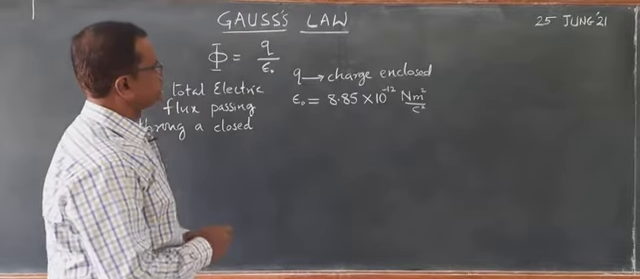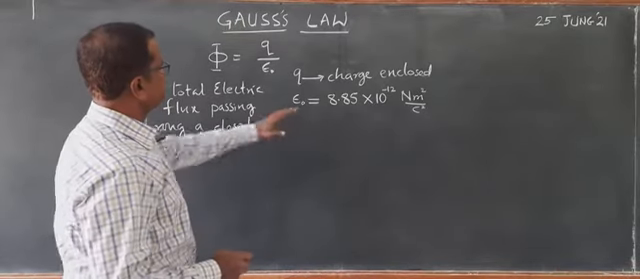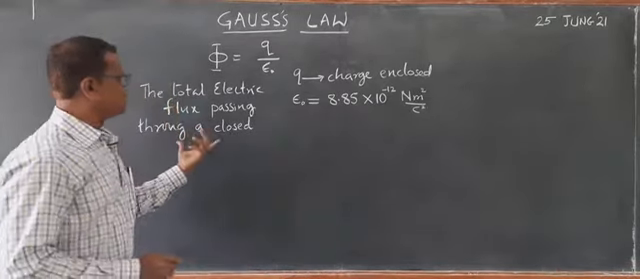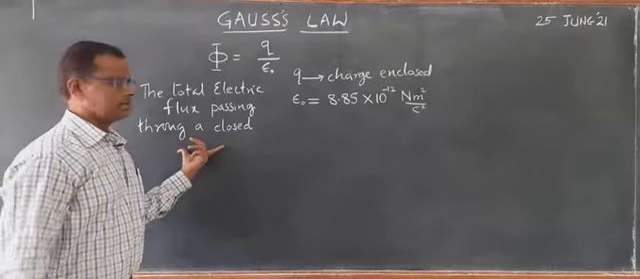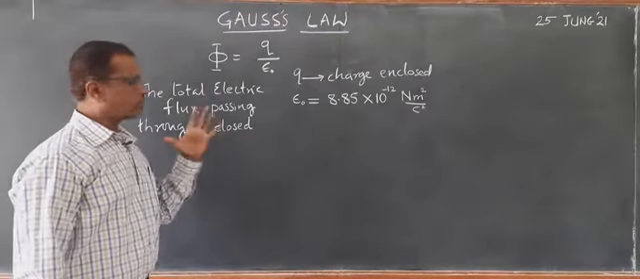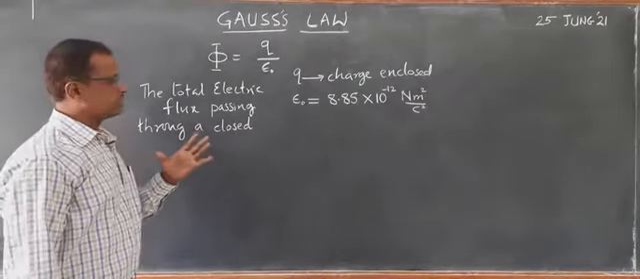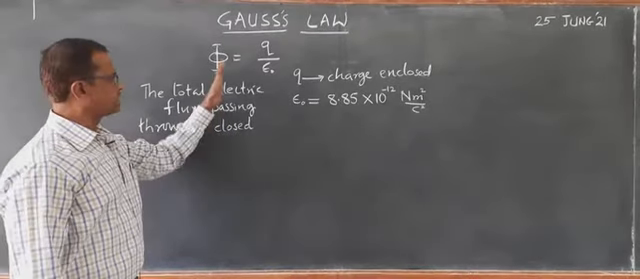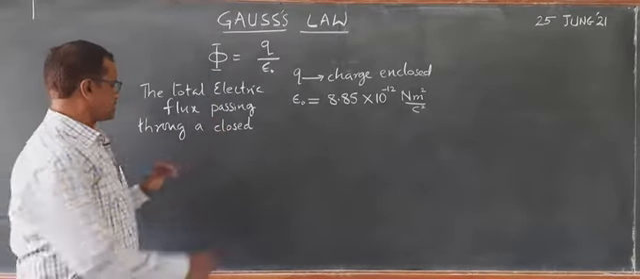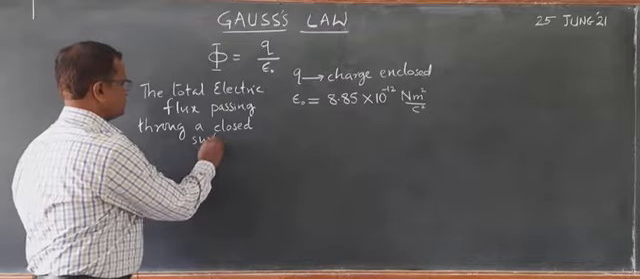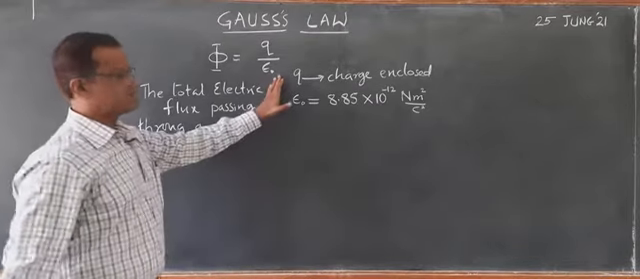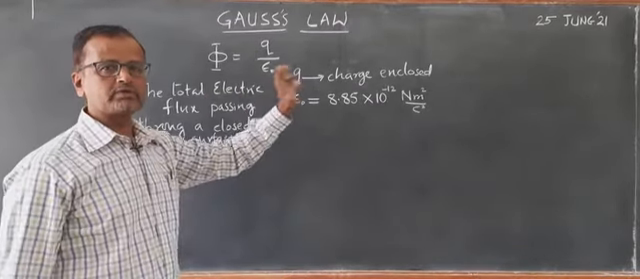Now, this is the permittivity. Now, when are we going to apply the Gauss law? What are the conditions for applying the Gauss law? It's a very simple statement. Electric flux linking through a closed surface is depending on the charge enclosed by it.